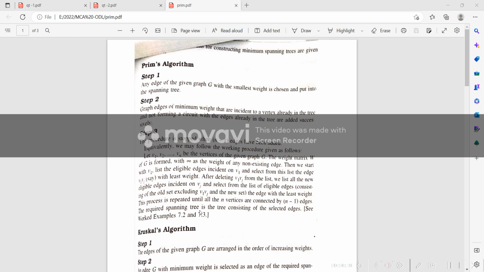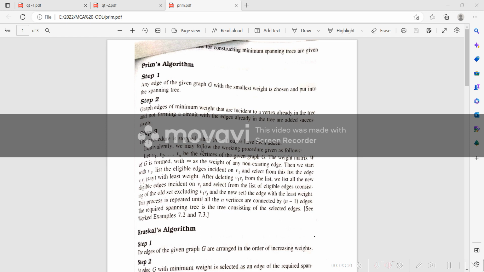Okay, so when we have to stop this procedure? We have to repeat this procedure until all the n vertices are connected by n minus 1 edges. So when we have all the n vertices in our tree and n minus 1 edges, then we can stop our procedure. Those selected edges form a minimum spanning tree. Okay, so this is Prim's algorithm.